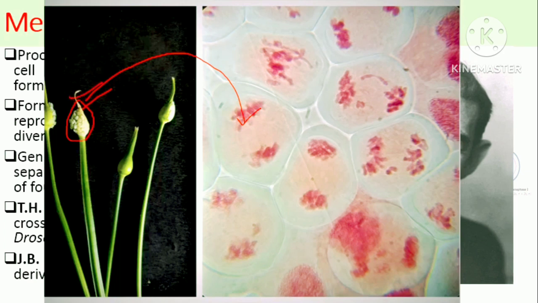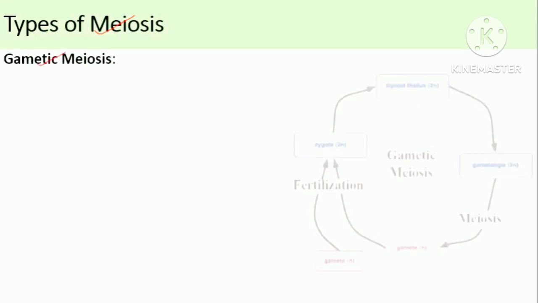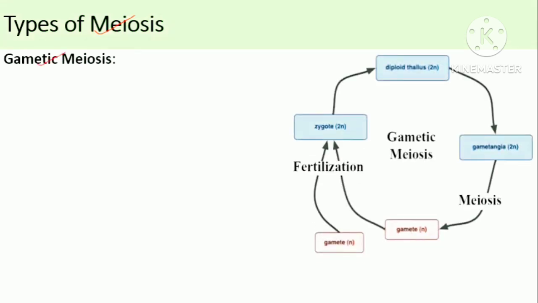So for studying meiosis, next comes types of meiosis. Basically there are 3 types of meiosis. First is gametic meiosis. It occurs during the formation of gametes.